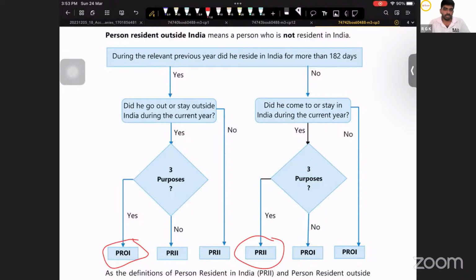Please give me a confirmation if this definition is clear to us. This is with respect to individuals only. This part is with respect to individuals only. Please give me a confirmation if you have understood this.